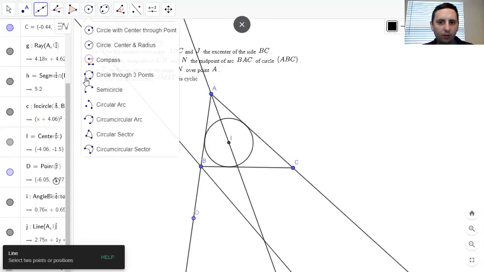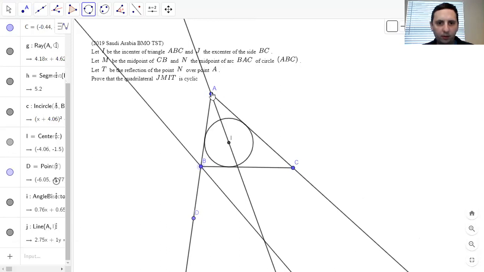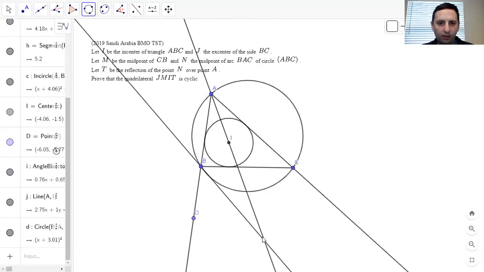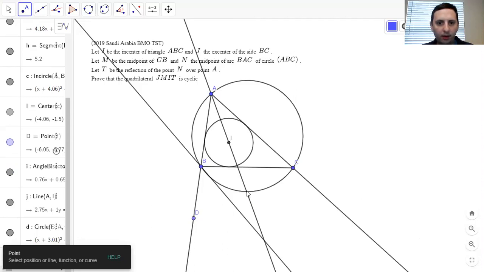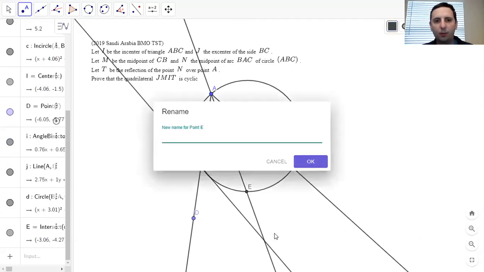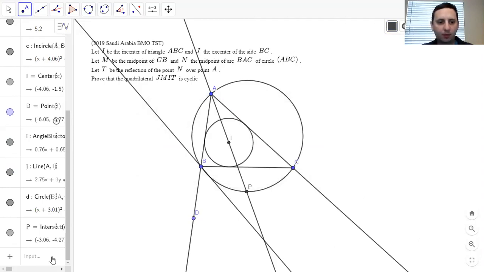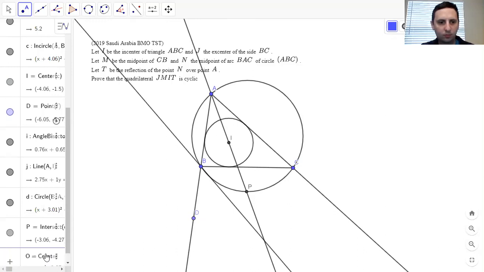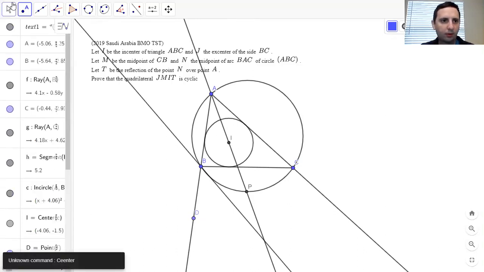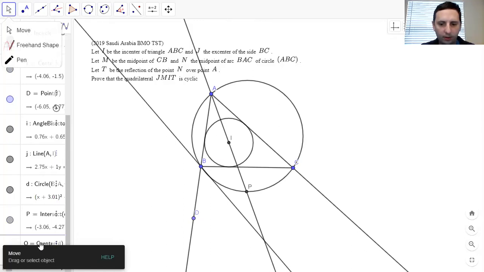So I'm going to draw the circumcircle of ABC. So this is an N. Let's call this, I don't know, P. Oh no, I want O to be the center of D. Sorry about that. Okay, there we go.